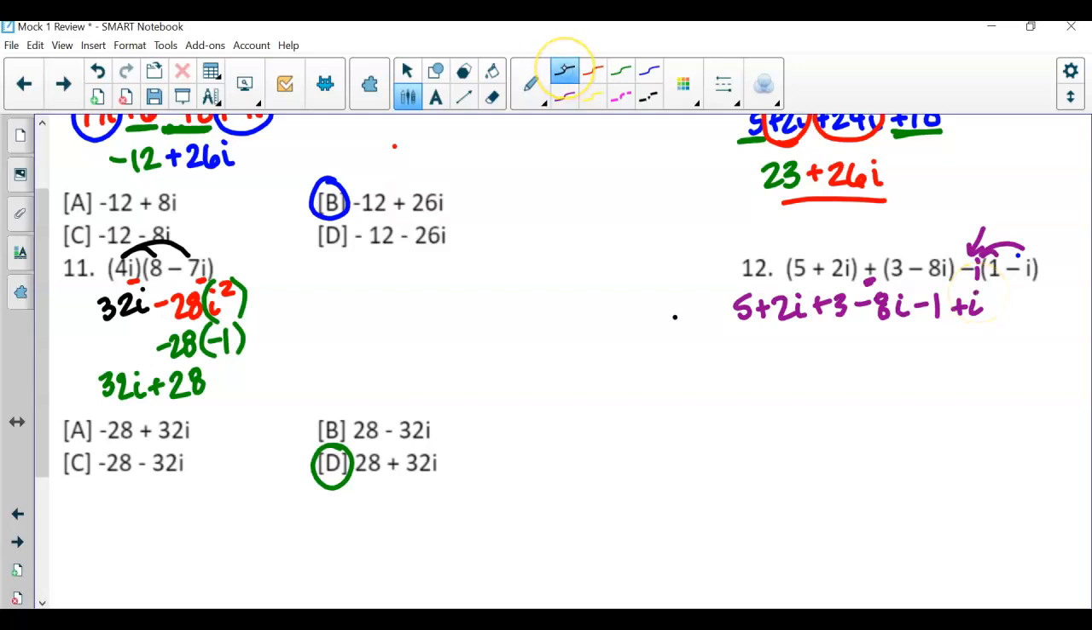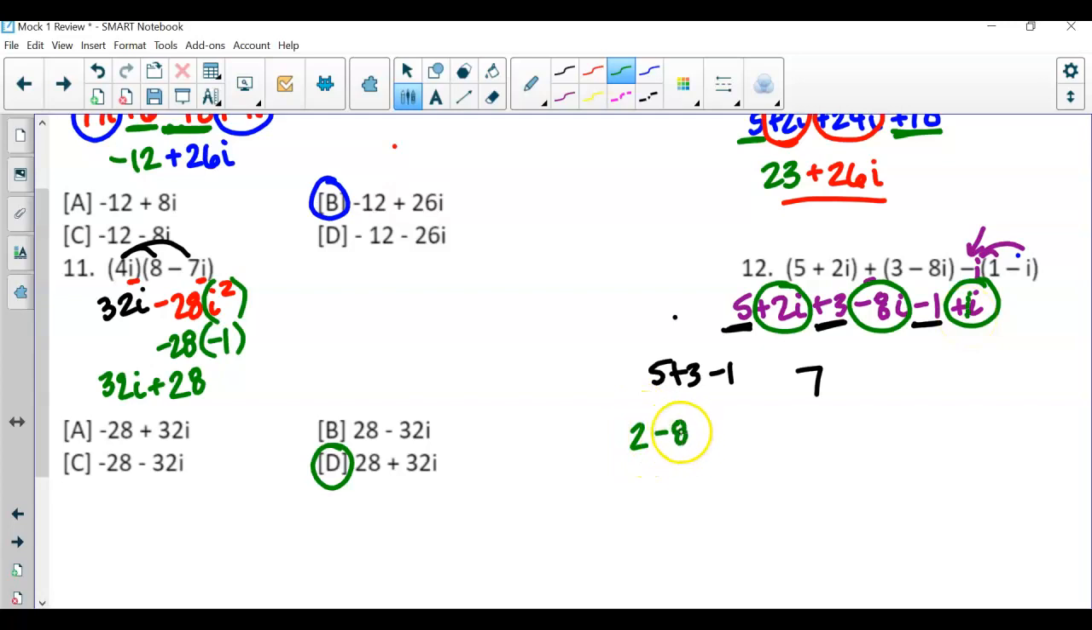Now I can combine my like terms. Well, with my 5 here, what other values are real? Positive 3 minus 1. So 5 plus 3 minus 1, which is 8, minus 1 is 7. Then our imaginary, I have 2i minus 8i, but also plus another i, which remember is understood to be 1i. So 2i minus 8i plus that 1i. So here that's -6 plus 1, which is -5. So -5i.